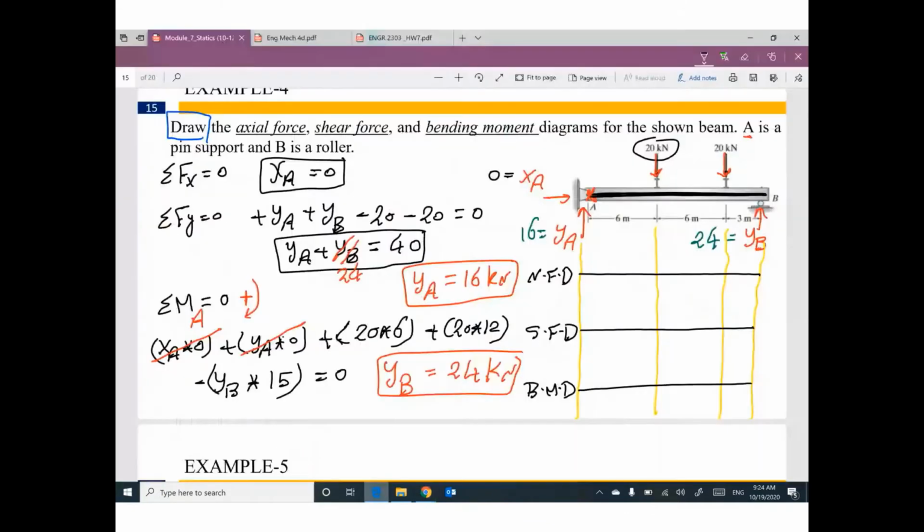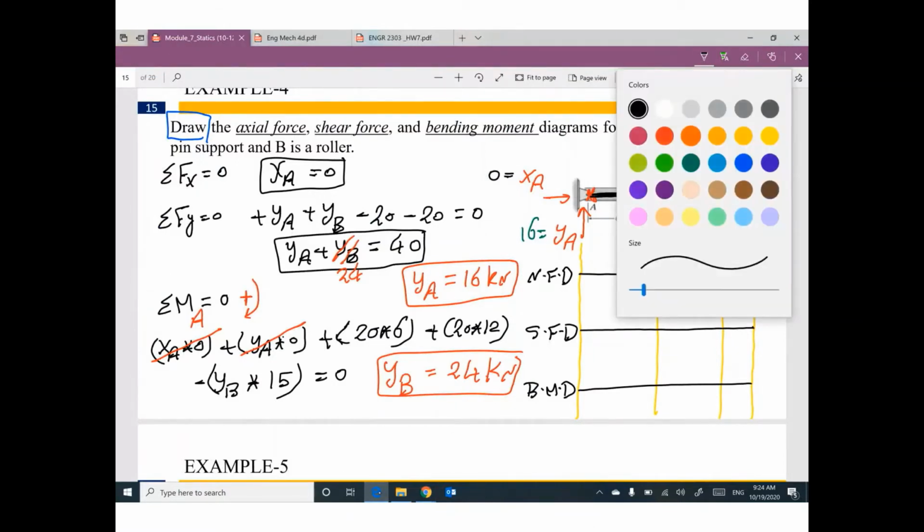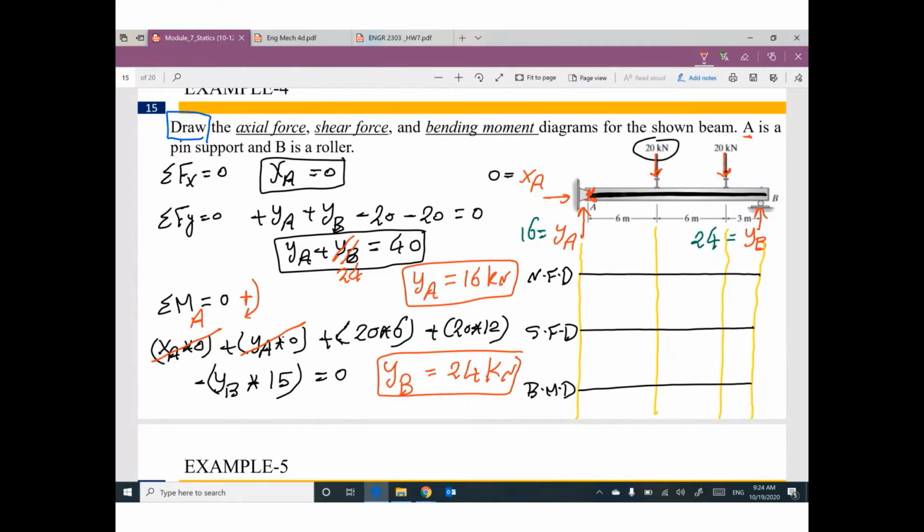XA. Okay. Let me ask another question. What is the value of XA? And is XA pushing or pulling the beam? If you answer this question, you can draw the normal force diagram. The first question, what is the value? 0. I don't care about the remaining question because the value of XA is 0.